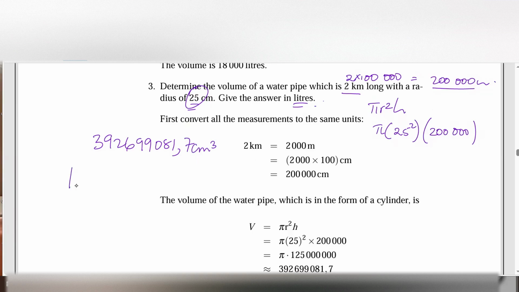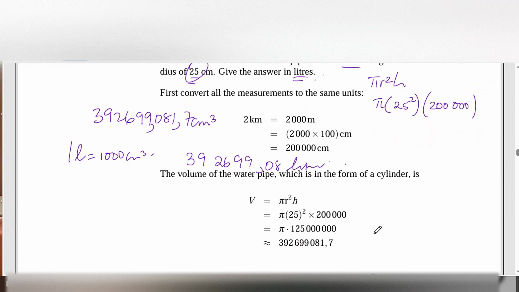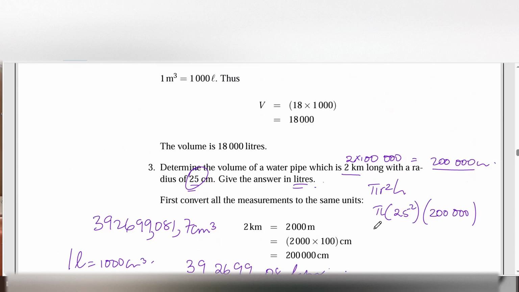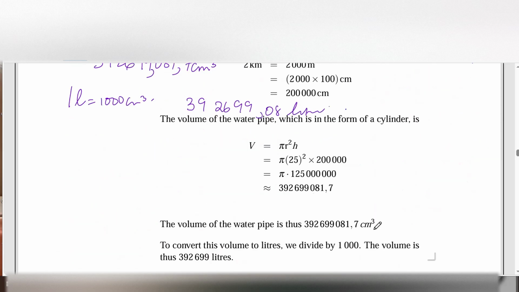But we know that 1 liter is 1,000 cubic centimeters. So we need to divide this by 1,000. Okay, so when I divide it by 1,000, I'll get 392699,08 liters. Okay, so that is what I'm getting. They say they want it to be rounded off. No, it's not a big deal, but that is that.